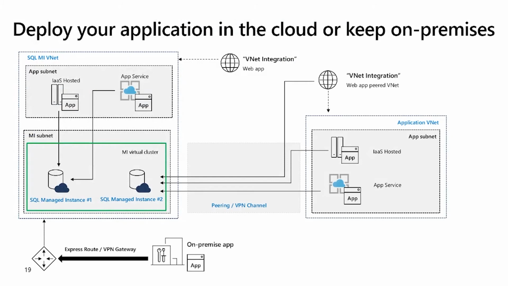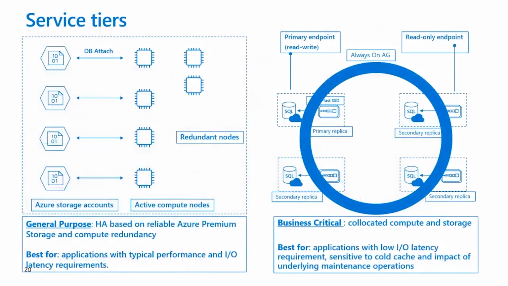This is just an architecture that shows what I described earlier. You can take a look at that. And then the service tiers, you've got general purpose ones. Oftentimes our customers use this for a development or a testing environment. And then business critical ones, which are best for applications that are sensitive and have co-located compute and storage, for example, and where you have to worry about the impact of maintenance operations.